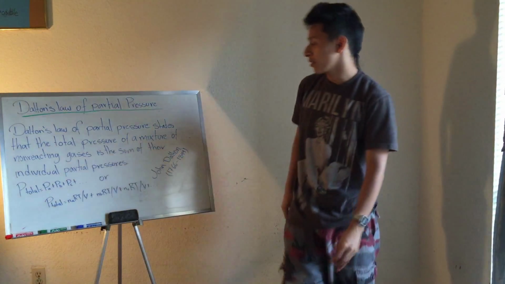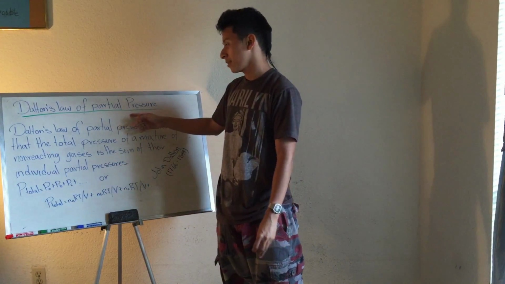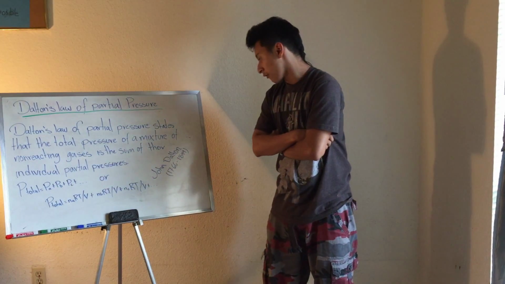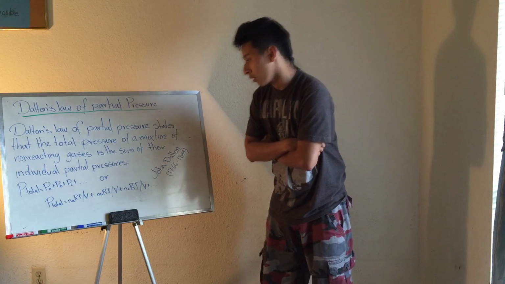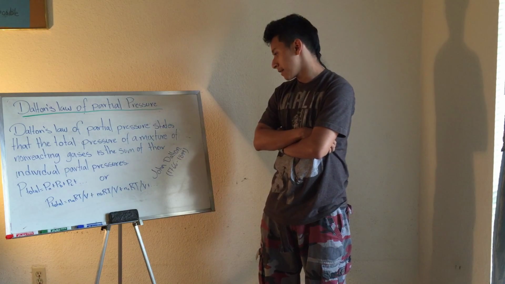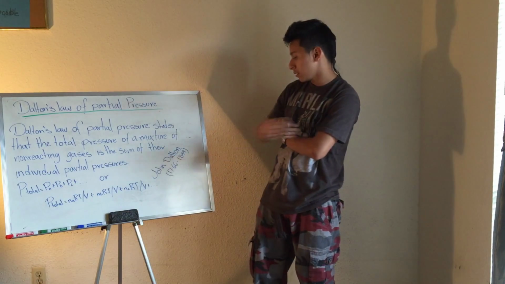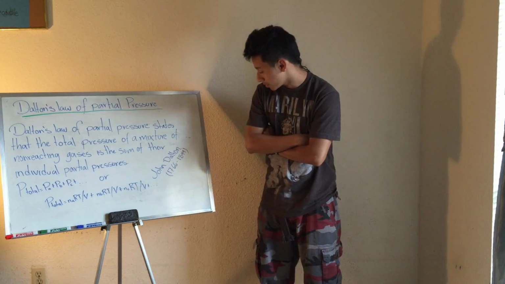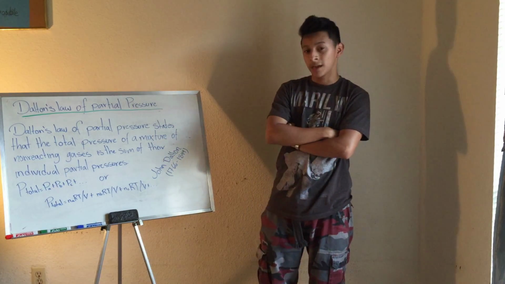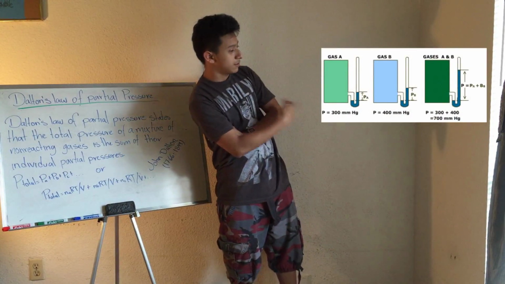Today, it's time to talk about Dalton's law of partial pressure. Dalton's law of partial pressure states that the total pressure of a mixture of non-reacting gases is the sum of their individual partial pressures. Here are some examples that we can see. John Dalton was born in 1766 and he died in 1844. As we can see, some examples are over here.